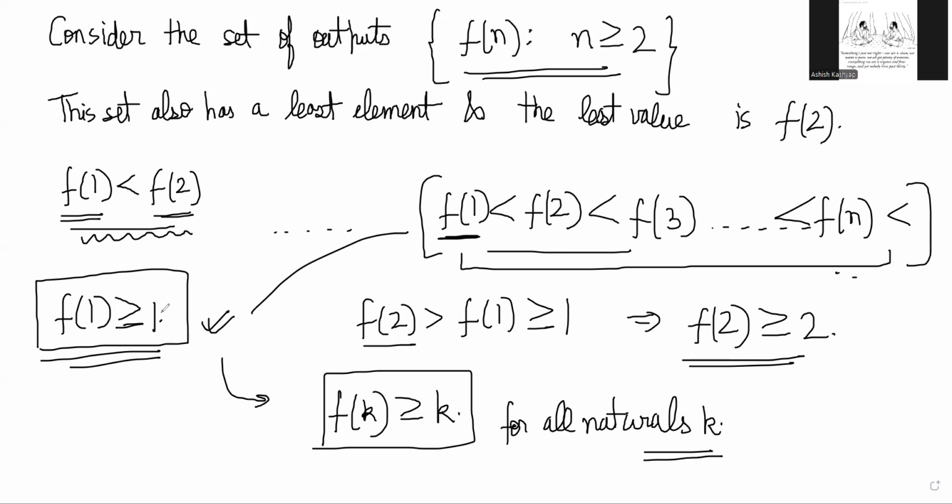Now, what we have to ultimately show is that it is equal to k. I want to prove that it cannot be greater than k. So let's see how we do that. We'll do it by contradiction. We'll say suppose that f of k is greater than k.